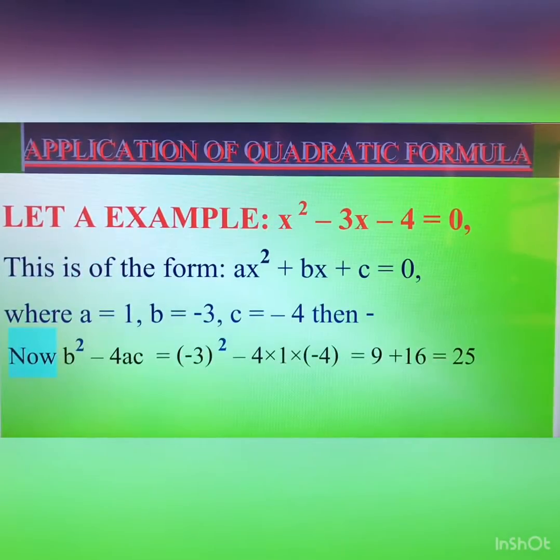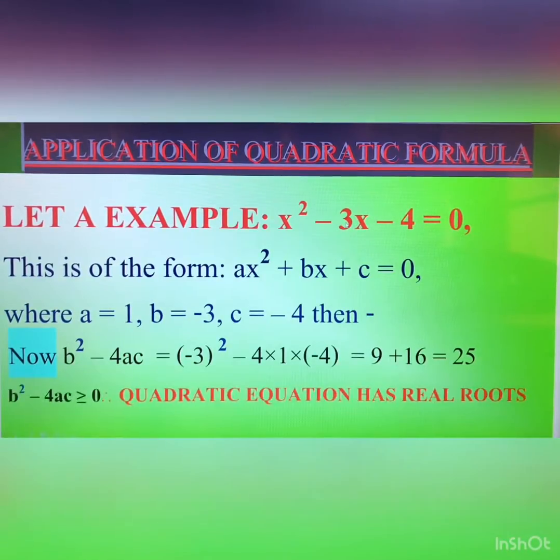First of all we will find the discriminant D, b square minus 4ac. b is minus 3, so minus 3 whole square means 9, and for 4ac, a is 1 and c is minus 4. Minus and minus, the product of two negative signs is plus. So 4 times 4 is 16, and 9 plus 16 is 25. This is a positive value, which means this quadratic equation has two distinct real roots. So we will find them by the quadratic formula.